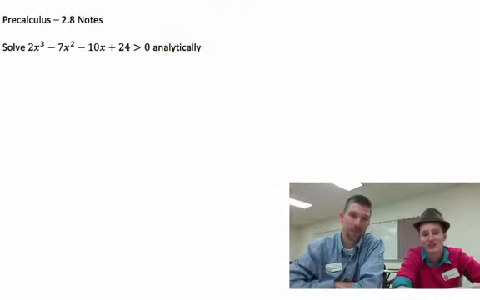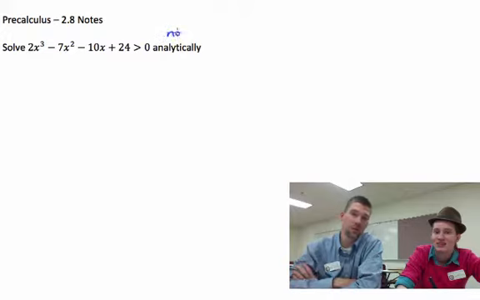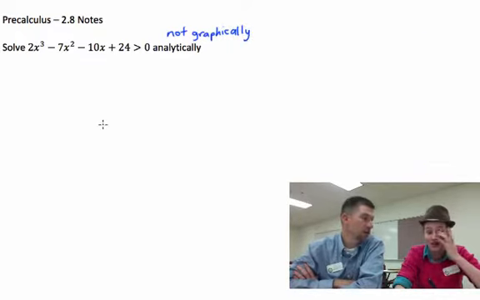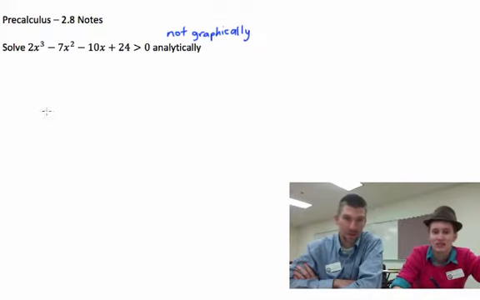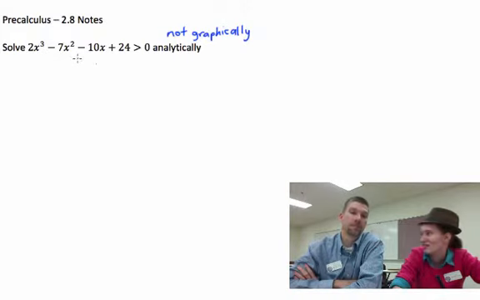Precalculus 2.8 notes, example 2, solve analytically. What does analytically mean? I think that means you don't use your graphing calculator. Not graphically is what we're talking about when we do something analytically. So if we're doing this analytically, I don't think that this is factorable. We can't factor by grouping. We can't factor by synthetic division. We can't factor. Rational zeros.